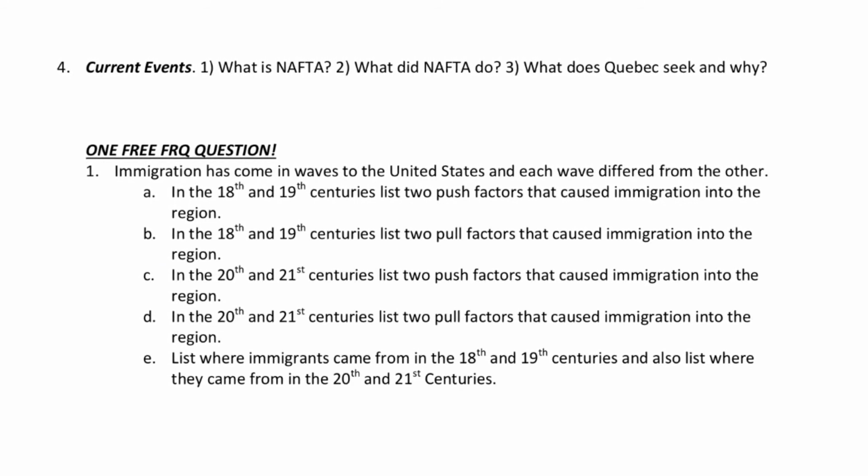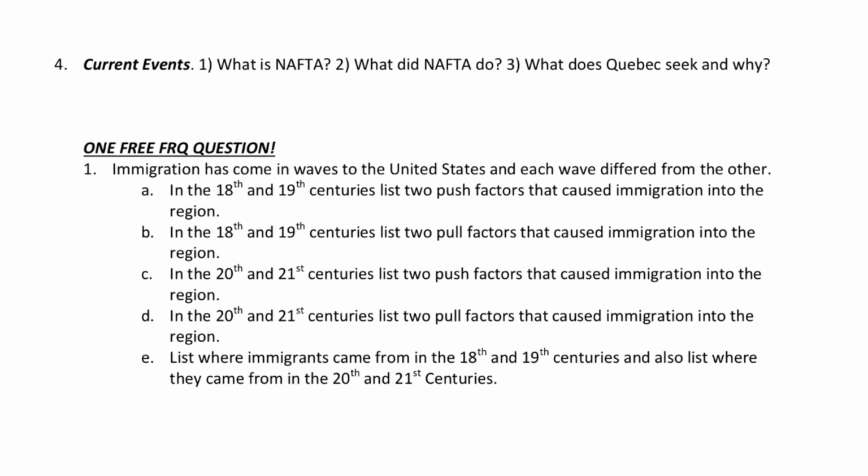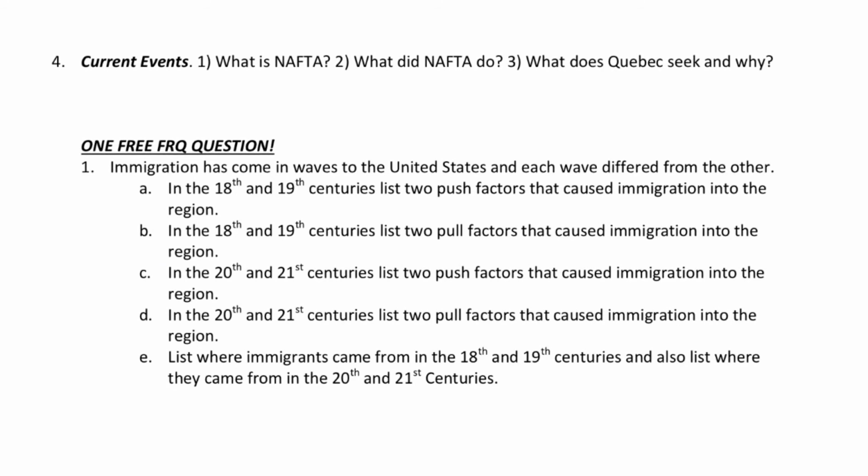So this can be a list. You don't have to go into detail of explaining why it happened. You're just listing. Push factors are negative factors. So if you give me anything that is positive in this answer, it's incorrect. So if you list one push and one pull, you get 1 point. You don't get both points. Some of the things that you can put from the 18th and the 19th centuries. This is the 17th and 1800s. This is what we're looking at here.